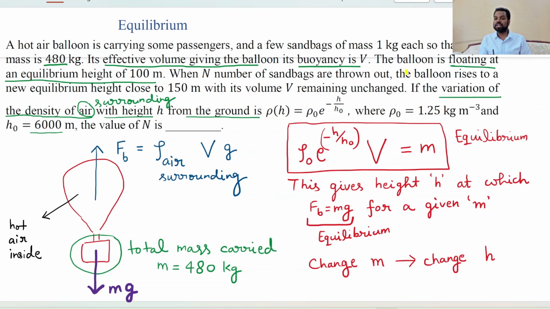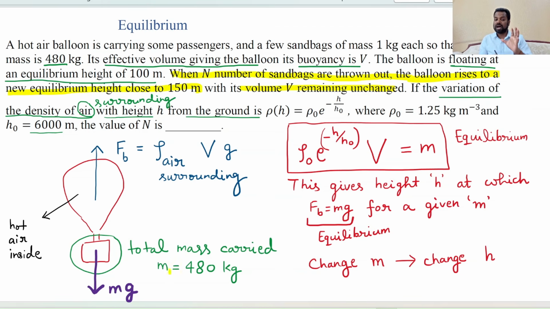If you read it, it says the balloon is floating at an equilibrium height of 100 meter, but when n number of sandbags are thrown out, the balloon rises to a new equilibrium height close to 150 meter with its volume V remaining unchanged. The V remains unchanged, right?